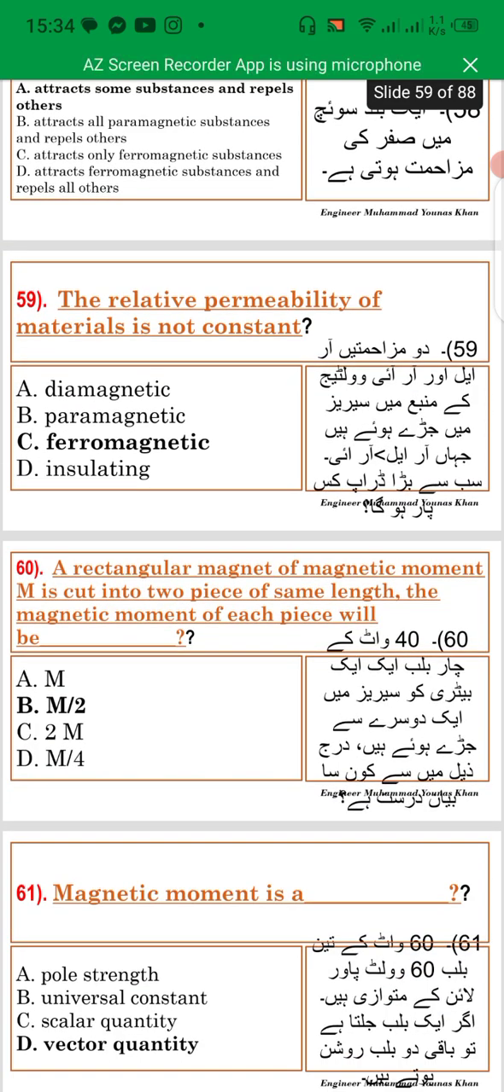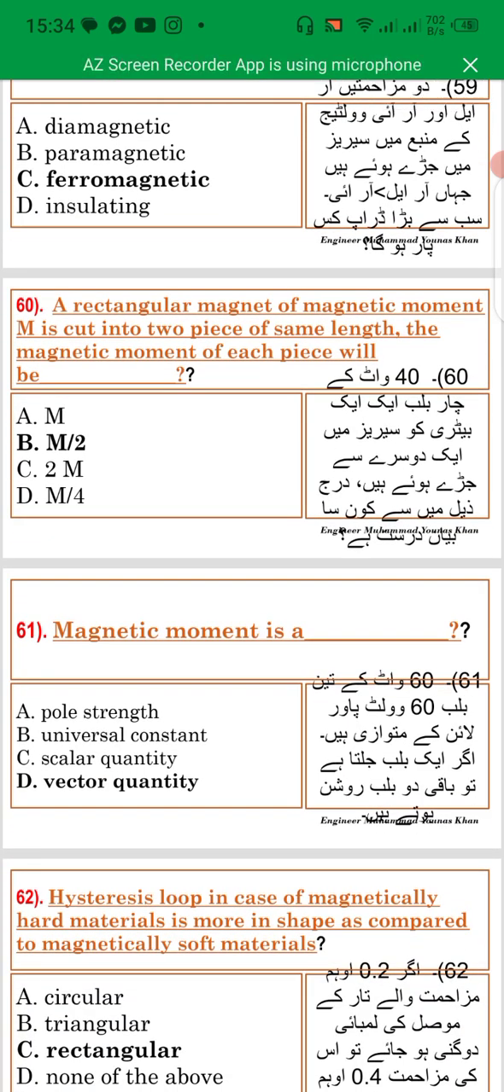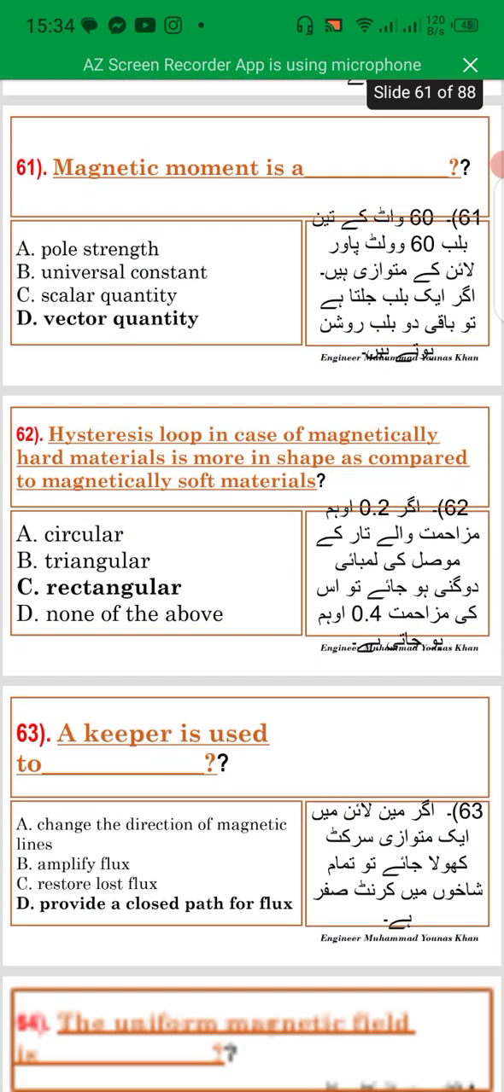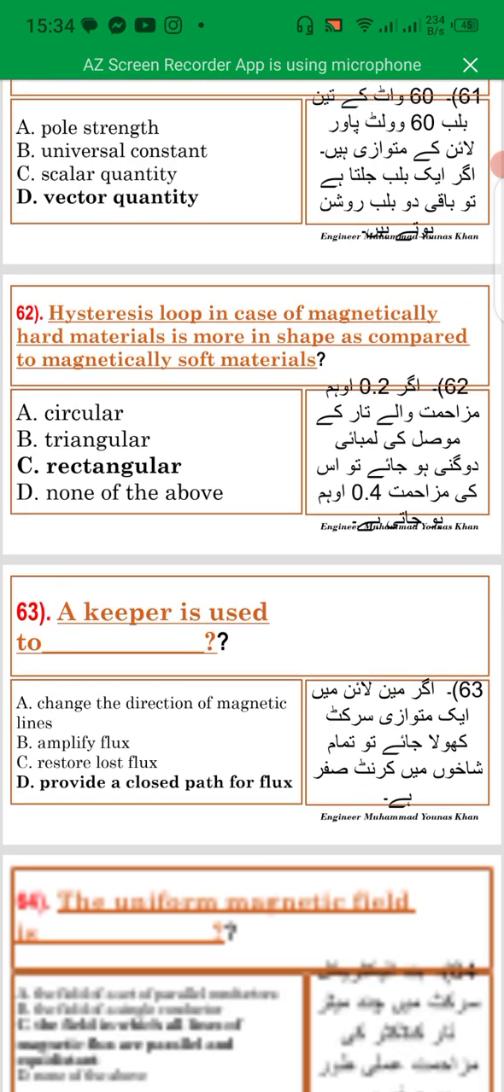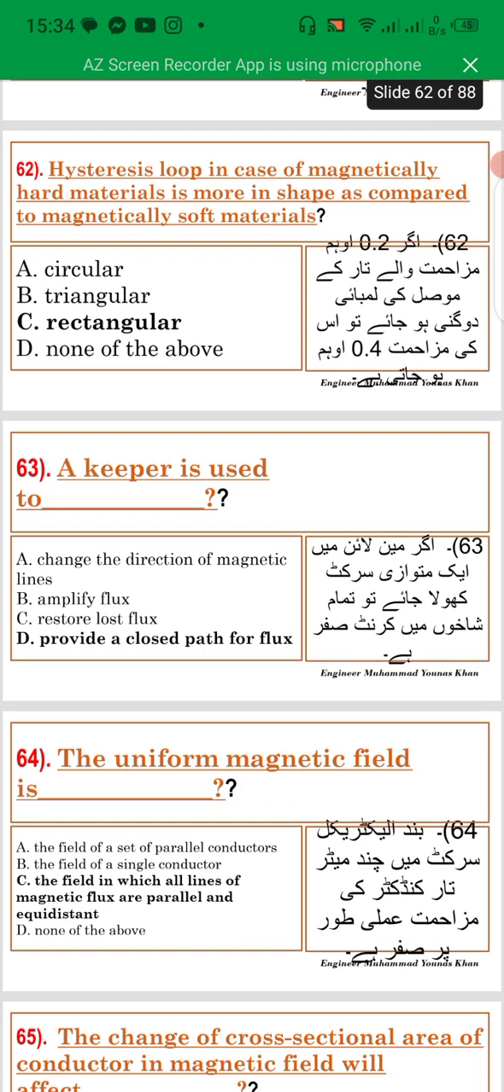The relative permeability of material is not constant for a magnetic material. A rectangular magnet of magnetic moment m is cut into two pieces of same length. The magnetic moment of each piece will be m by 2. Magnetic moment is a vector quantity. A hysteresis loop in case of magnetically hard material is more rectangular in shape as compared to magnetically soft material.